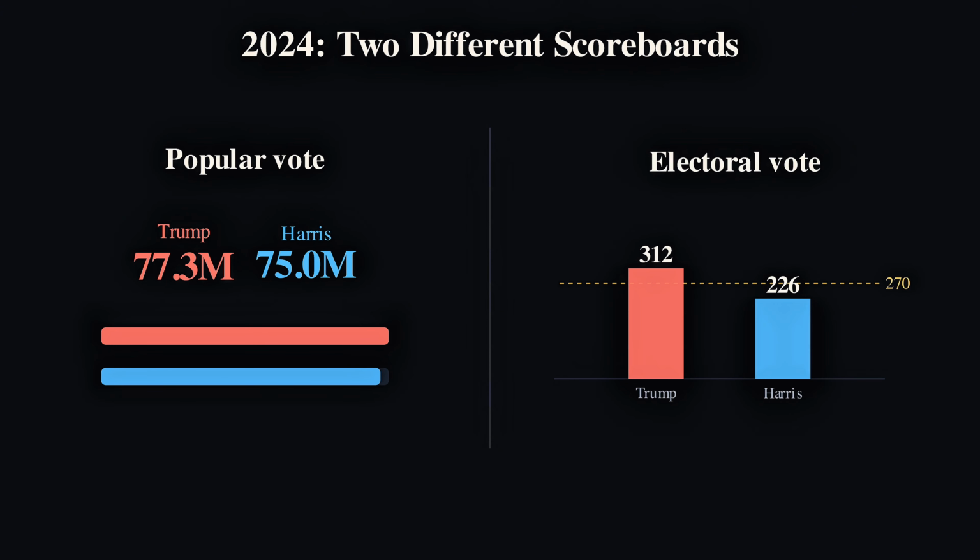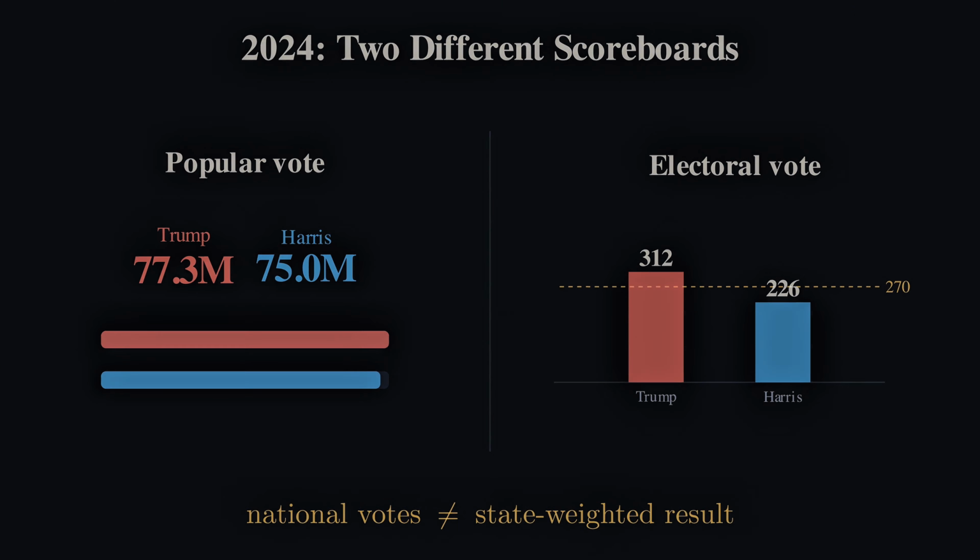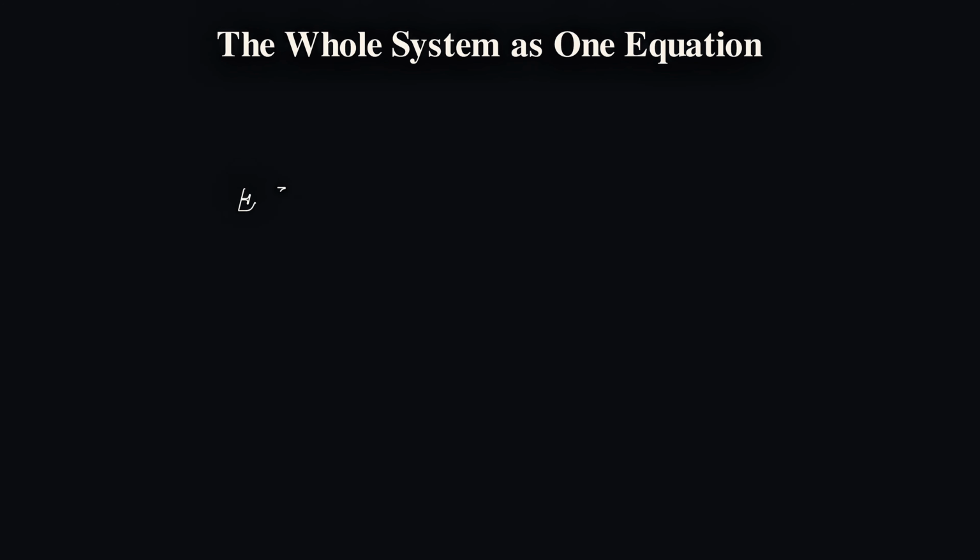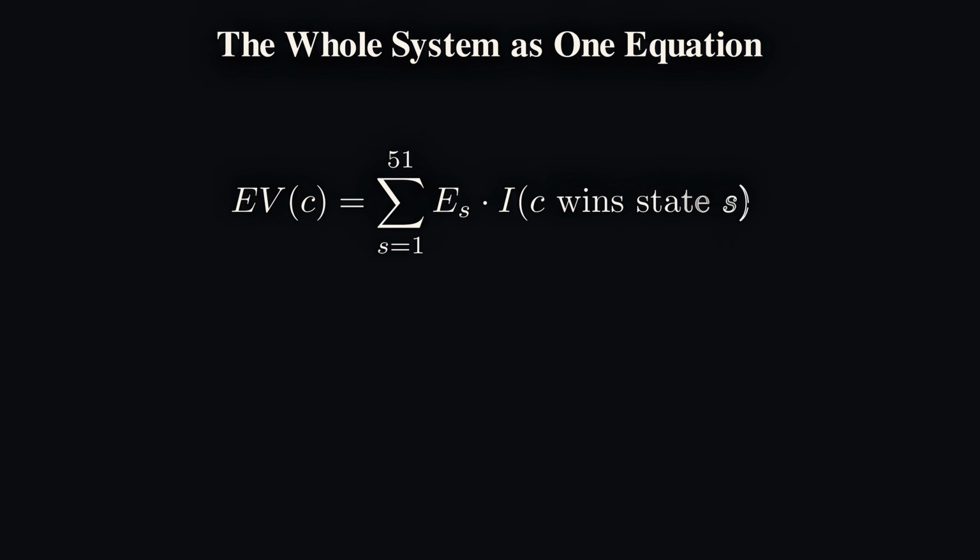The Electoral College doesn't preserve the exact size of the national vote margin. The popular vote and the Electoral College are two different but related measures of the vote. But the Electoral College is the only measure that counts. Now that was a lot, so let's put it all together. The entire Electoral College can basically be written as one equation. Don't worry, it looks way scarier than it actually is.